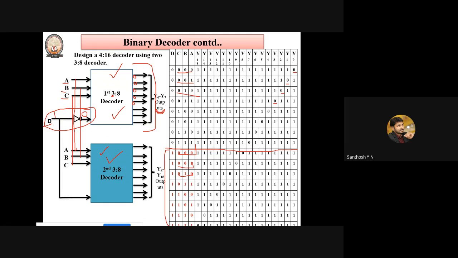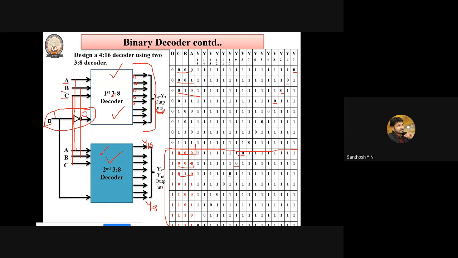Next, Y8 to Y15 is with respect to the second decoder. Okay, so here, if ABC is taking 0, 0, 0, this is Y8, so therefore you can observe Y8 is 0 here. Here Y9 is 0 for my data 0, 0, 1, and Y10 is 0 if my data is 0, 1, 0. This is Y8 and this is Y15.